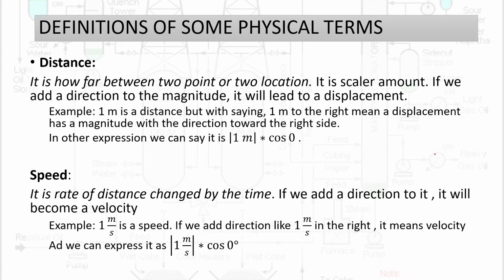Now the speed. It is the rate of distance changed by the time. How much distance is applied per unit of time. If we add a direction to it, it becomes velocity. So velocity is the speed with direction. Example, if I say 1 meter per second, that means speed. But if I add a direction to it, 1 meter per second, and I give the direction right, that means I can say 1 meter per second in the right side, or can say in the positive number of x-axis, if you say that in a Cartesian coordination.